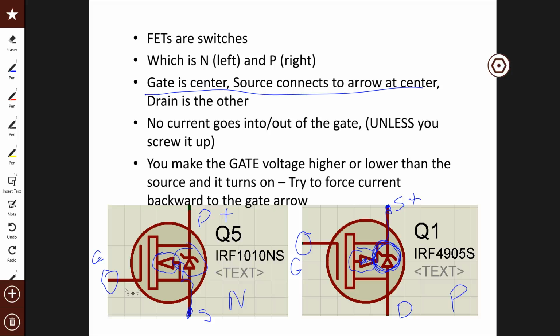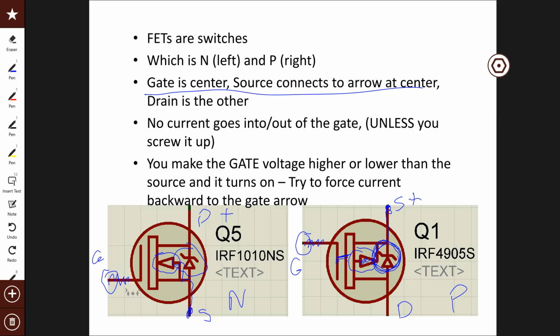Typically no current goes in or out of the gate as long as you got it hooked up properly. So there's very little, it's like 10 to the minus 9 or something, really small current that flows in or out of this gate. Kind of makes it look like there's a gap in between here, and so you can think of it that way if you want to, but just remember there's no current that'll go in or out of the gate.